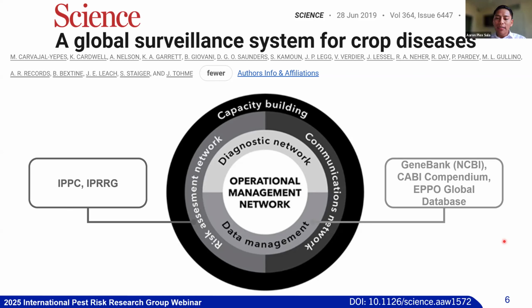Unfortunately, we lack a global coordinated risk assessment system, which could enhance current biosecurity strategies. Global risk assessments are indeed the exception and often target a few plant pests.